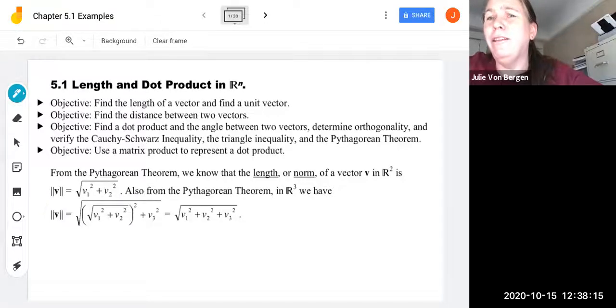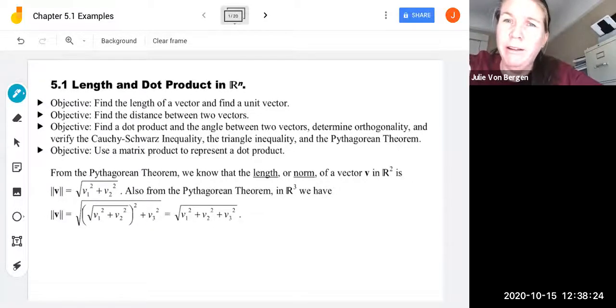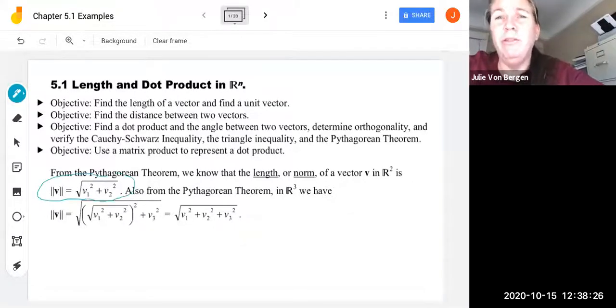So from the Pythagorean theorem, we know that the length, or what's known as the norm, of a vector v in R2 is represented as norm of v, with these two lines on either side of v, equals the square root of the first component v1 squared plus the second component v2 squared. You saw this in calculus when you were using the distance formula in 2 dimensions.